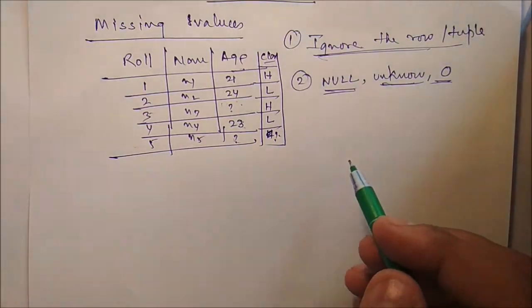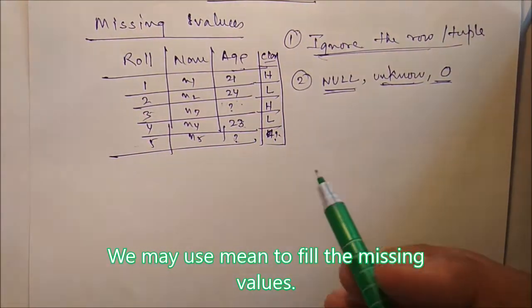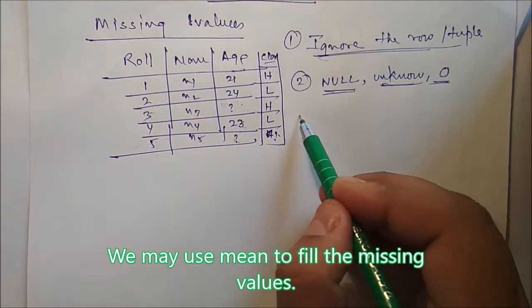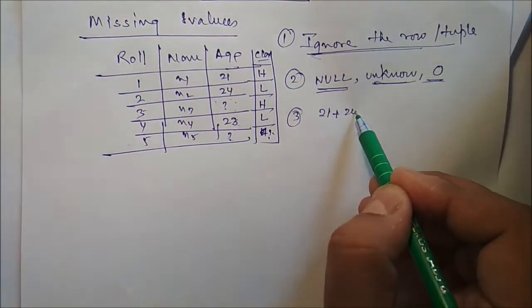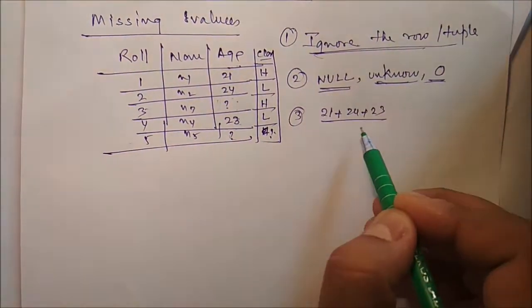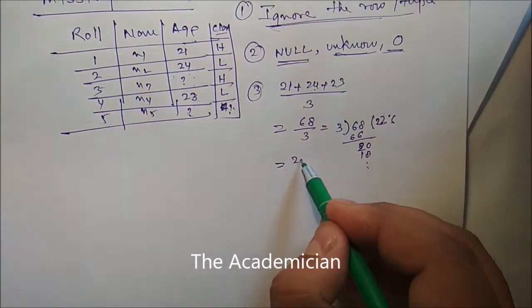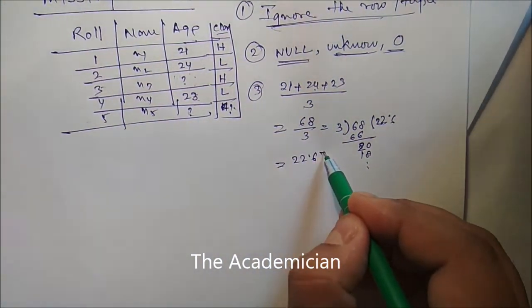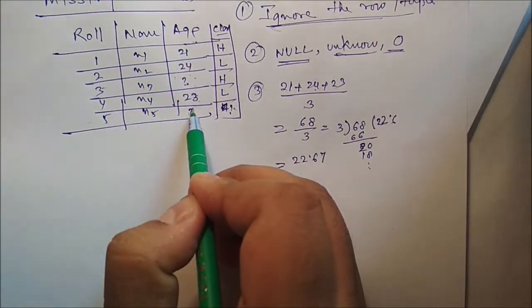Next, we may use the attribute mean to fill in the missing value. Suppose we want to fill these two values, so we can apply the mean value: 21 plus 24 plus 23 divided by 3. That is 68 by 3, say 22.66, or 22.67. So here you can put 22.67.